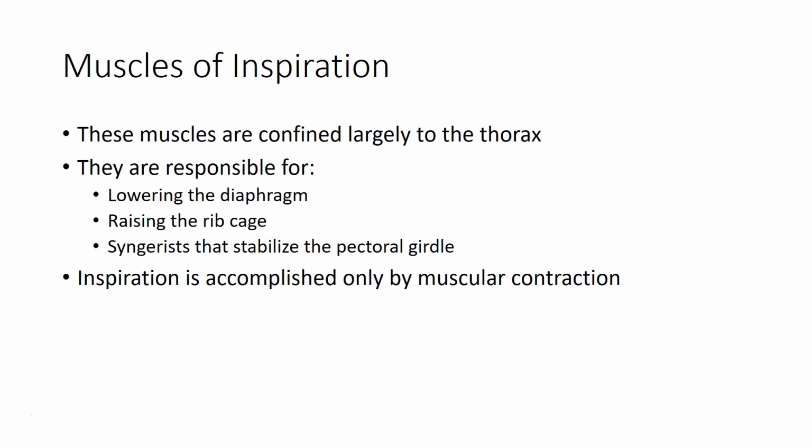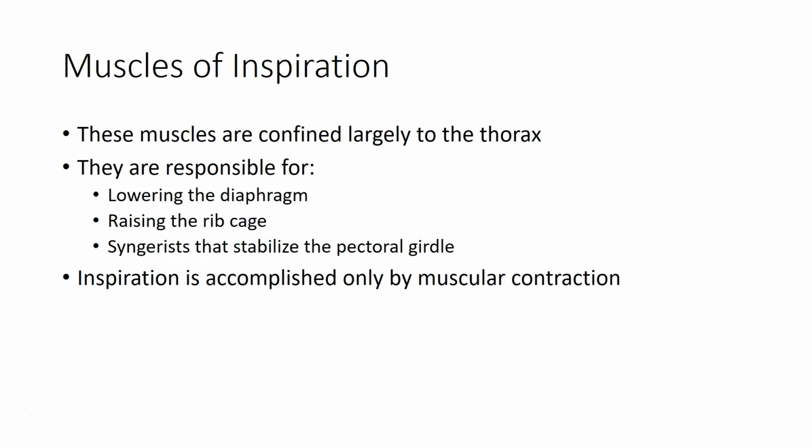The muscles of inspiration are used to expand the lungs indirectly. These muscles are found largely in the thorax, and they're responsible for expanding the lungs in a couple of different ways. One is lowering, that's done by the diaphragm muscle to expand the lungs inferiorly, and the other is by raising the ribcage, which helps expand the lungs anteriorly and laterally.